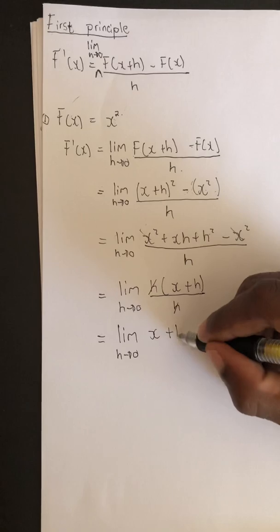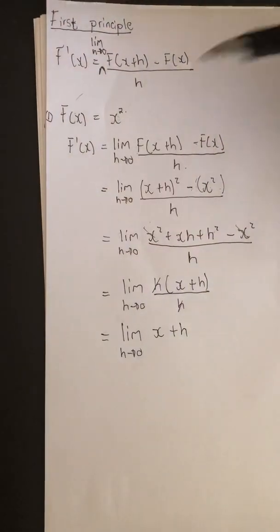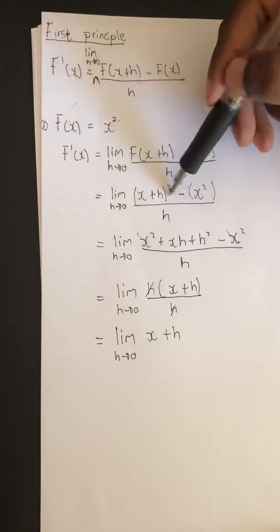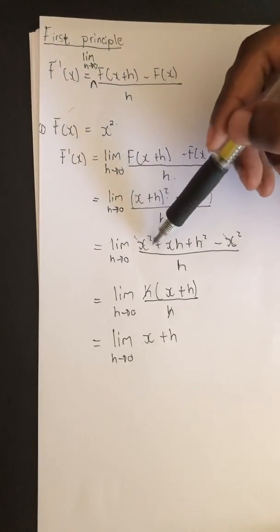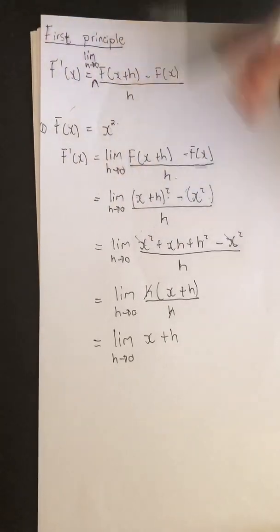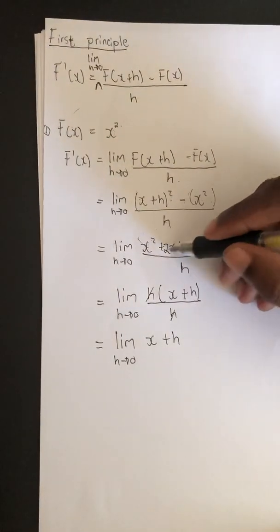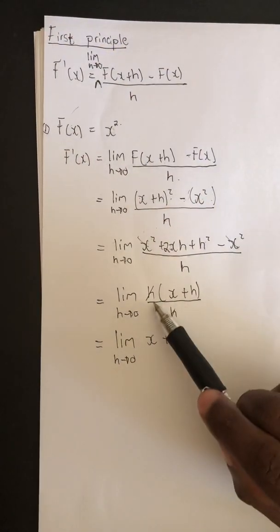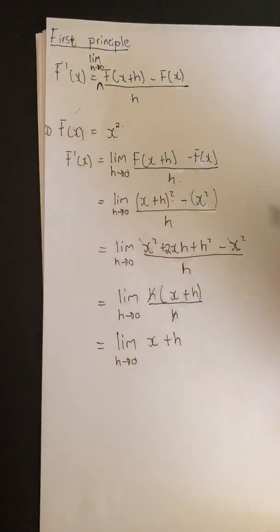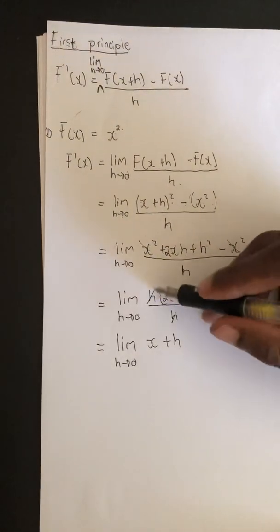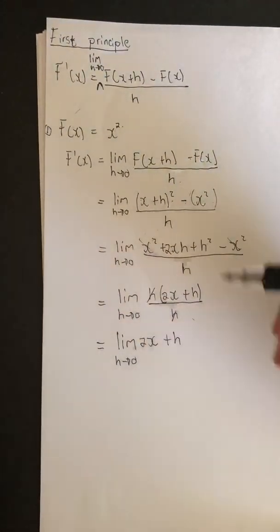plus h. Just to fix this here, when I break down the squared bracket, I was supposed to have x squared plus 2xh. That was my mistake, 2xh. Then it means here, when I take out the common factor, I'll be left with 2x plus h, and then the h's can cancel. Means here I have 2x plus h.